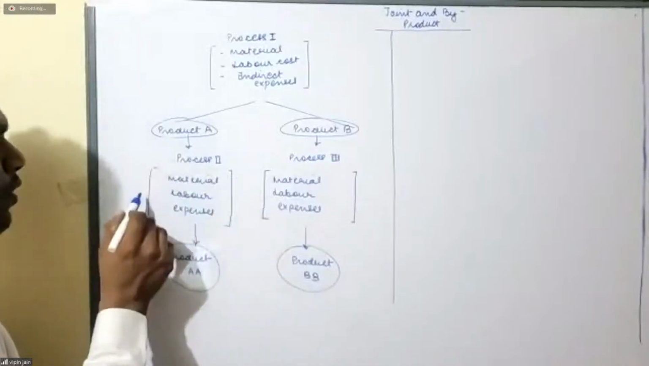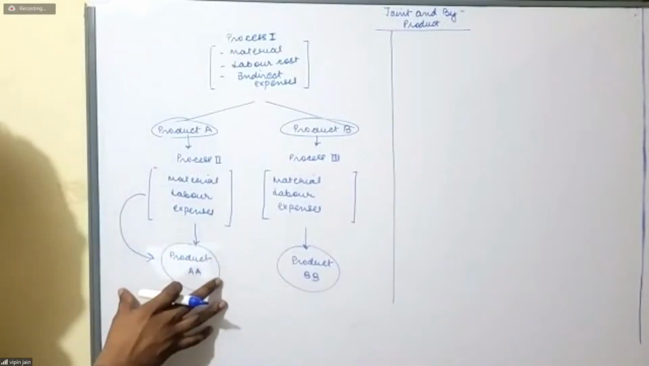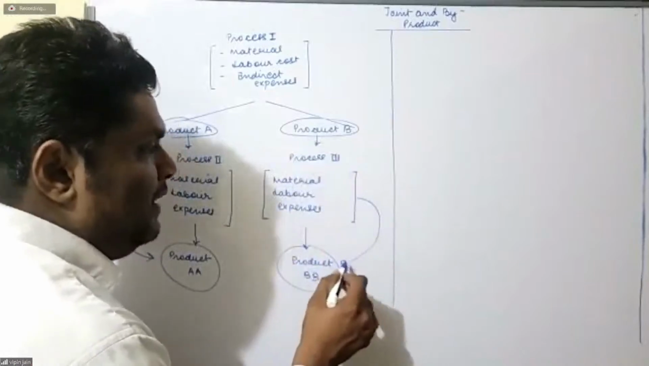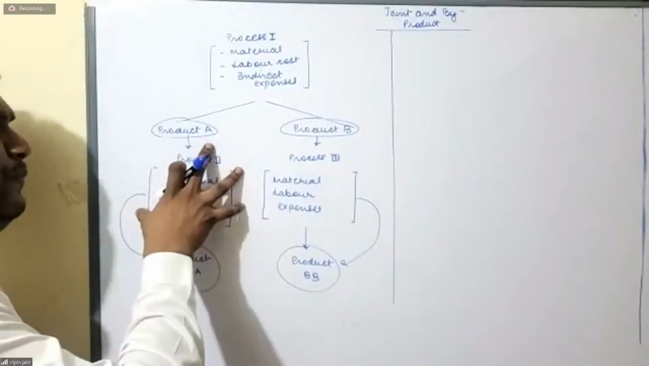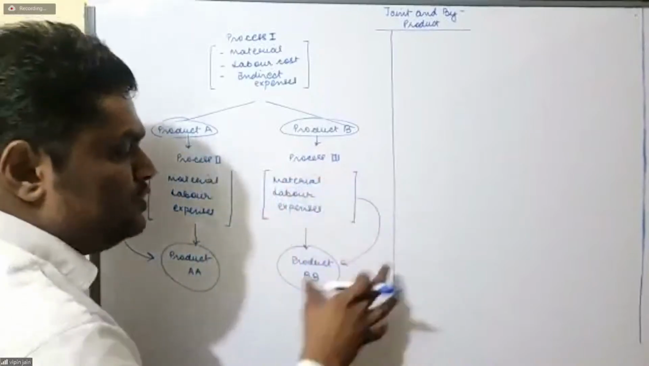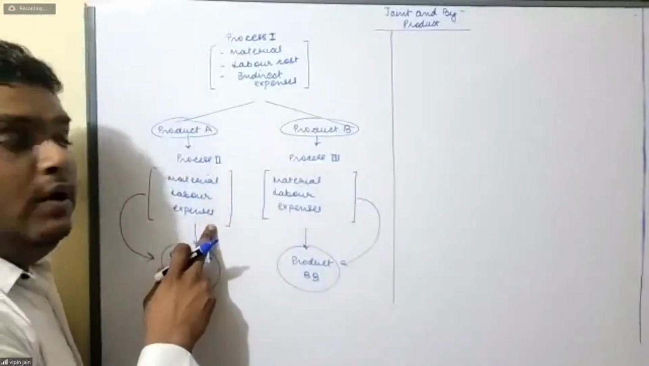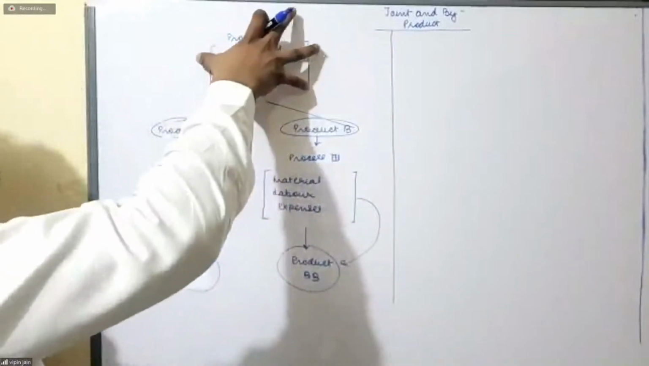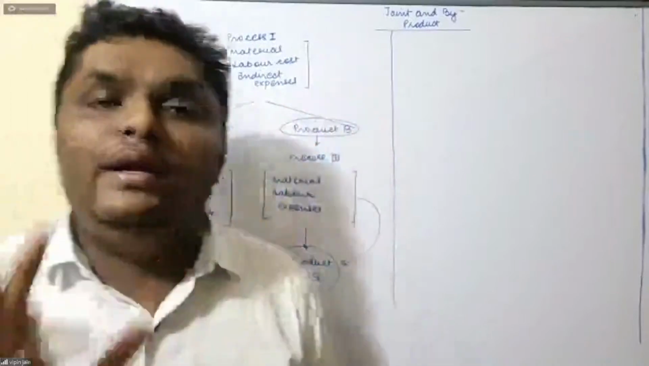Now, the cost of process second, we can say that it belongs to product AA. The cost of process third, we can simply say belongs to product BB. Now, is this the total cost of AA? No. Is this the total cost of BB? No. We have to distribute the cost of process first among AA and BB to calculate the total cost.